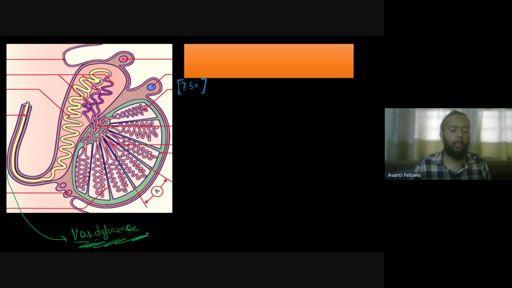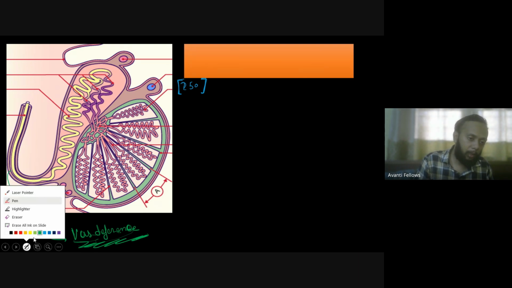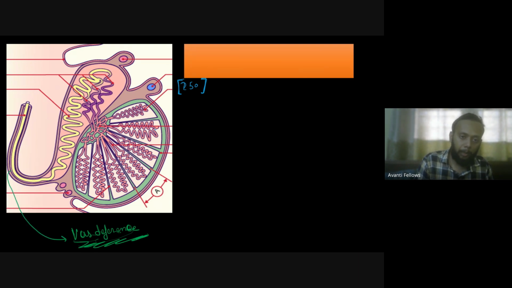Okay, now this vas deferens. Now we have to bring the male gametes over here. Now let's see how that will be happening. Now you know these are my seminiferous tubules. ये जो बीच में पिंक पिंक है आपका यहाँ पे, these are my seminiferous tubules. So here the male gametes are getting formed.